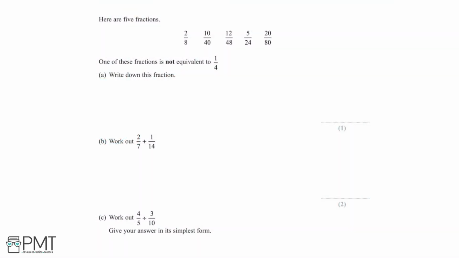In this question, we're given 5 fractions, and we're told that one of these fractions is not equivalent to 1 out of 4.